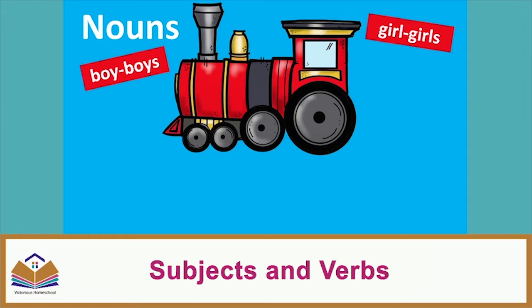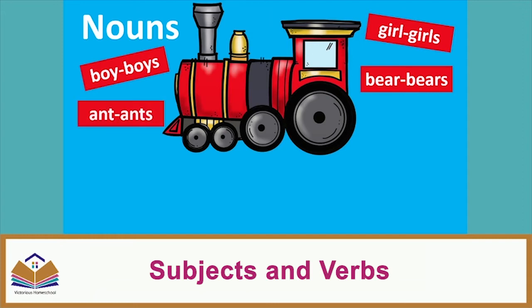Okay, read with me. Bear, bears. See? Ant, ants. Now sometimes, instead of S, we add ES. Like in the case of box, if it's just one box, and boxes, if it's more than one or two or more boxes.